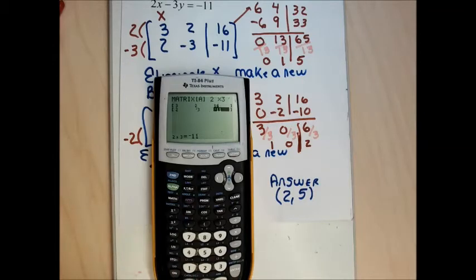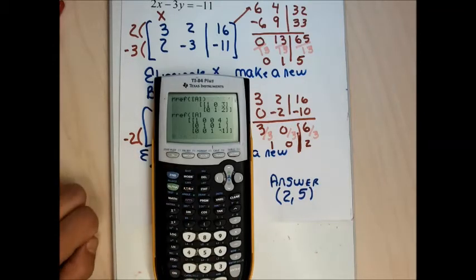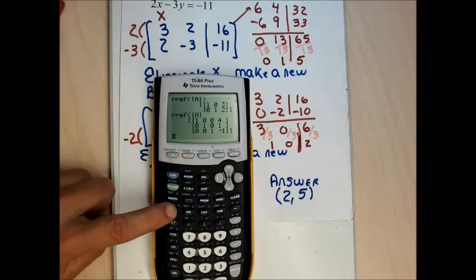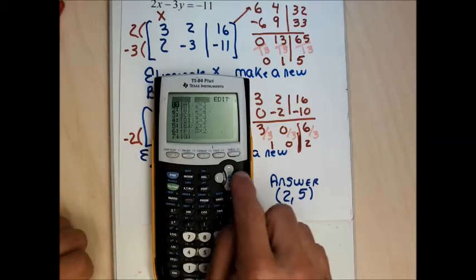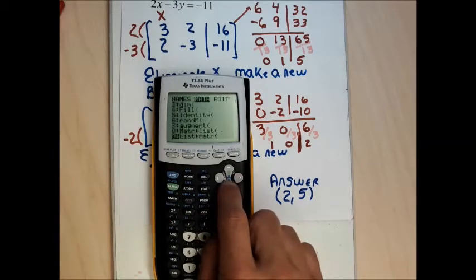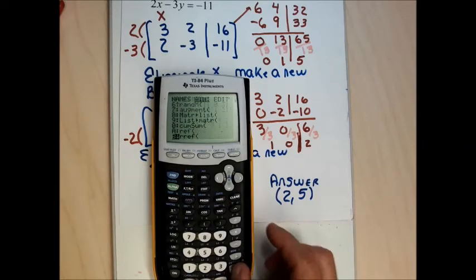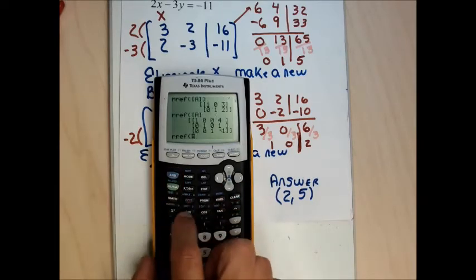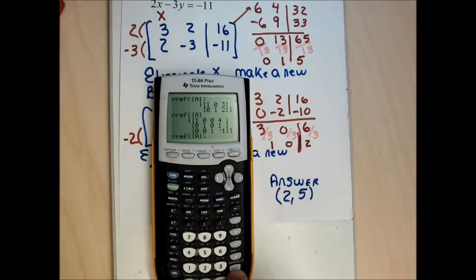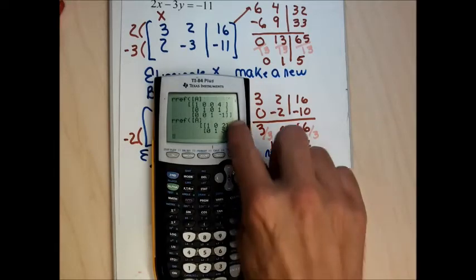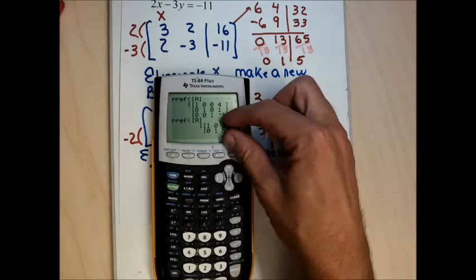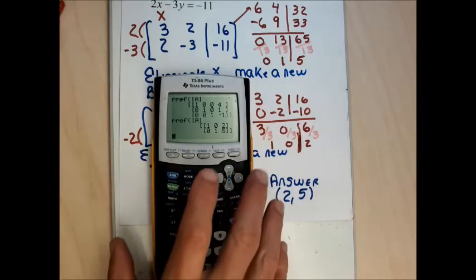Done with entering the matrix, I go second quit, then second and the x inverse matrix key, over to math, down to RREF, and then second matrix, enter on names, and hit enter again. I see exactly the matrix that I got, and I know the numbers in the right-hand column are the answer. So that's perfect.